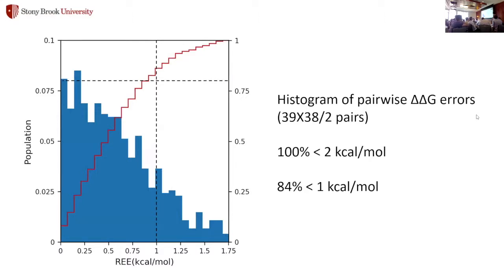This is the histogram and the cumulative histogram of all pairwise delta delta G errors. This is all pairwise, so 39 times 38 divided by 2 pairs. You can see everything is below 2 kcal per mole, which is pretty amazing. And 84% of it is below 1 kcal per mole. So that's pretty high accuracy.